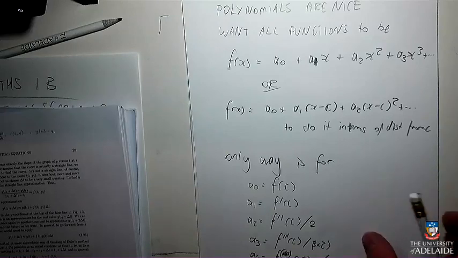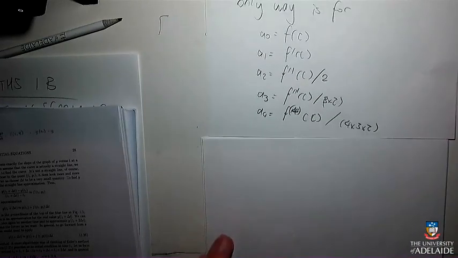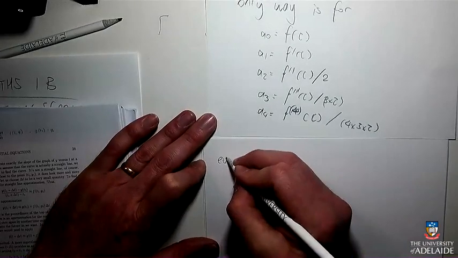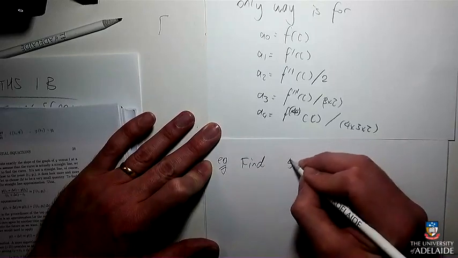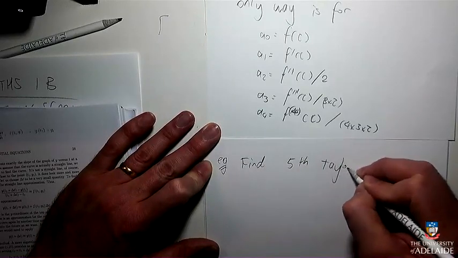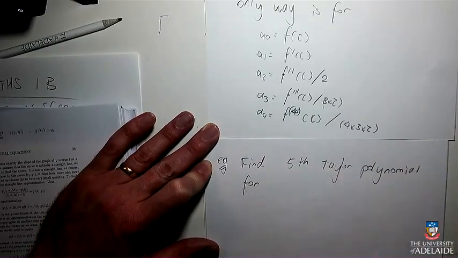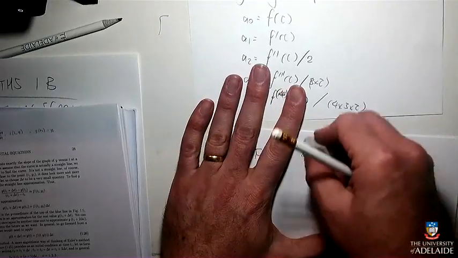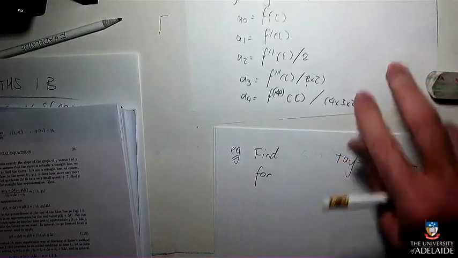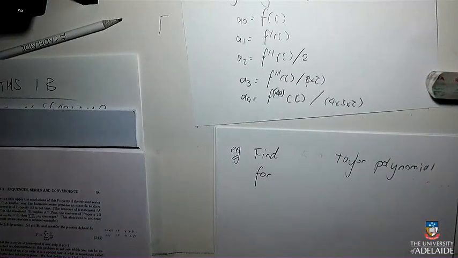All right. So, I'm just going to give an example of finding one. Okay? All right, let's find the fifth Taylor polynomial. Maybe not fifth, I should say the fifth degree. I think that's how they say it. Just give me a sec. The terminology here is important.